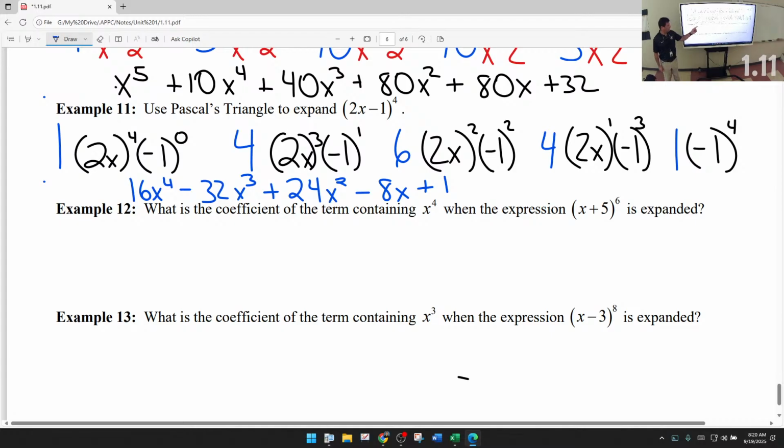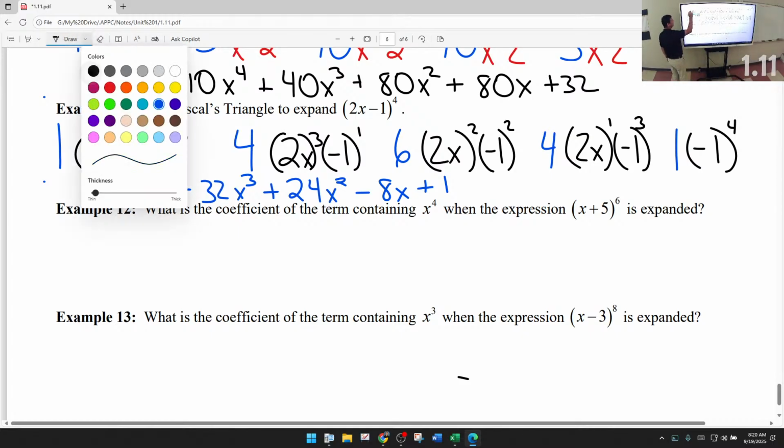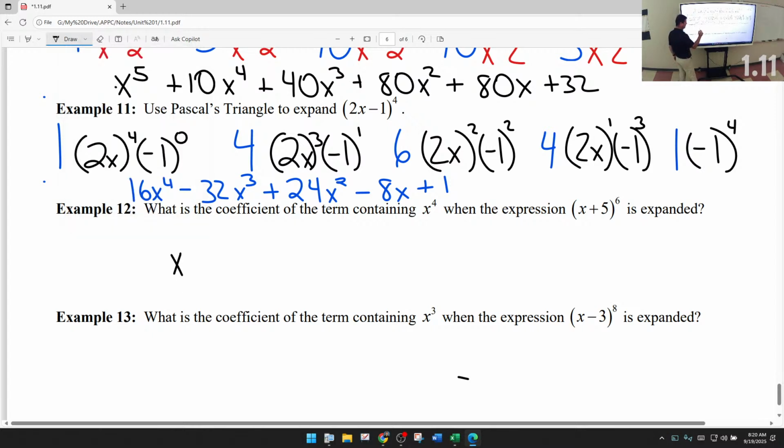Now this one is, what is the coefficient of the term containing x to the 4th? The best way to be sure about this rather than think about it is I'm going to start off with x to the 6th. So x6, 5, 0. And then I'm going to go x5, 5, 1. x4, 5, 2. I can stop because all they care about is the x4.